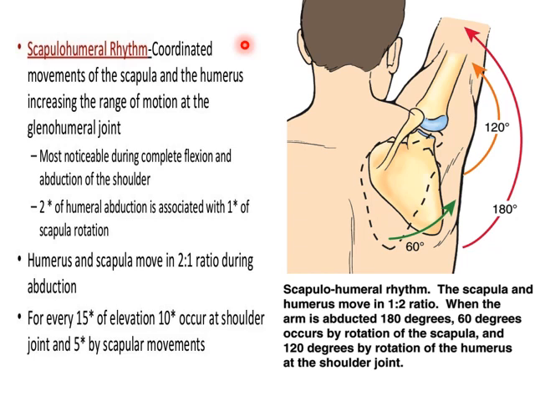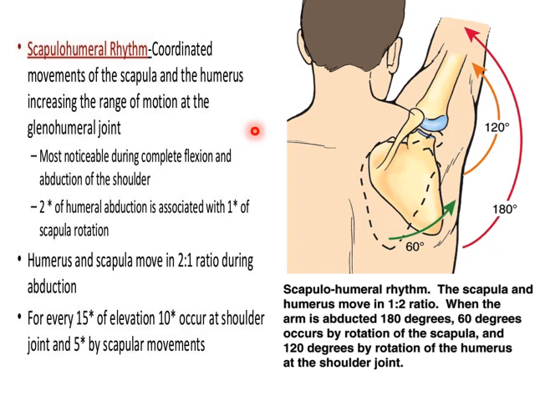Let us know about the scapulohumeral rhythm. The scapulohumeral rhythm is contributed to the abduction above 90 degrees. So the coordinated movements of scapula and humerus increasing the range of motion at glenohumeral joint is scapulohumeral rhythm. And this is noticeably seen during complete flexion and abduction of the shoulder.